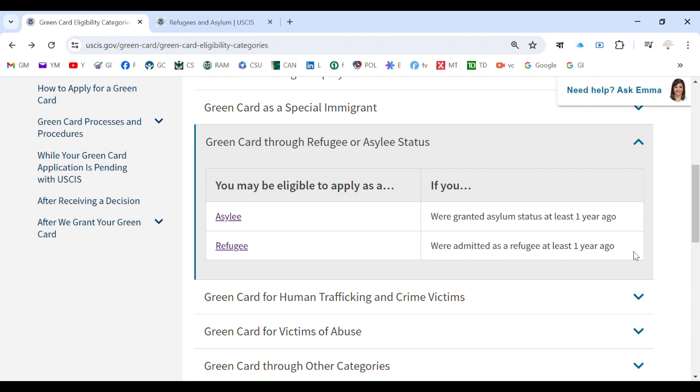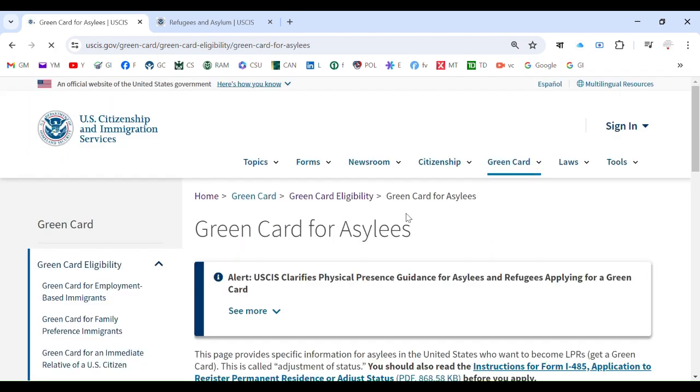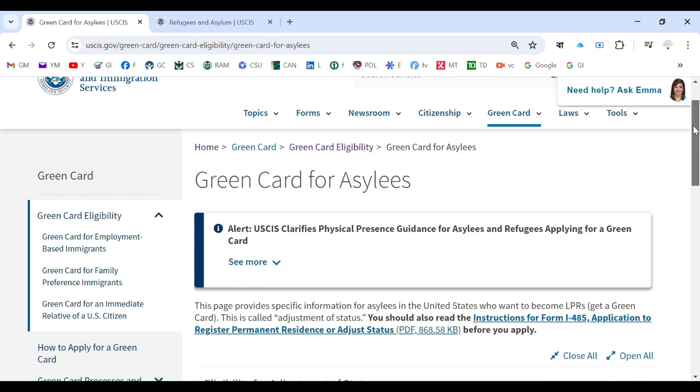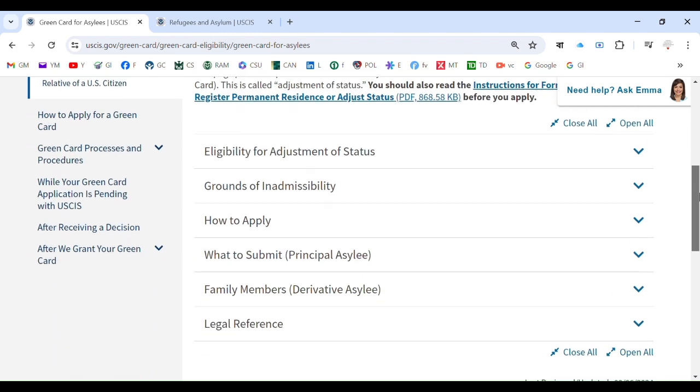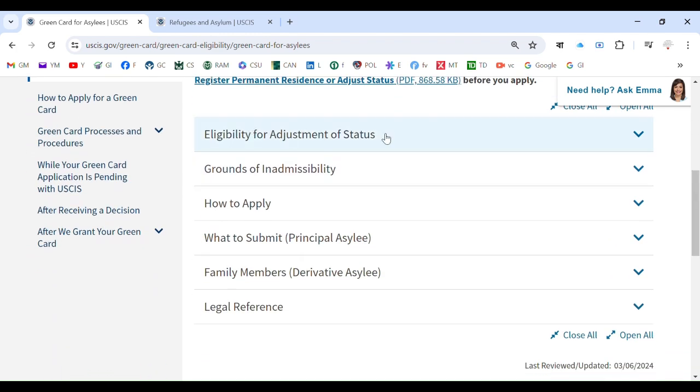Okay, so let us go deeper into asylee. Let's click on asylee and see what it says. There are factors like eligibility for adjustment of status, grounds of inadmissibility, how to apply, what to submit, principal asylee, family members or derivative asylee, and legal reference. I will explain those things in greater detail in the upcoming videos. I am just making you familiar with these things.